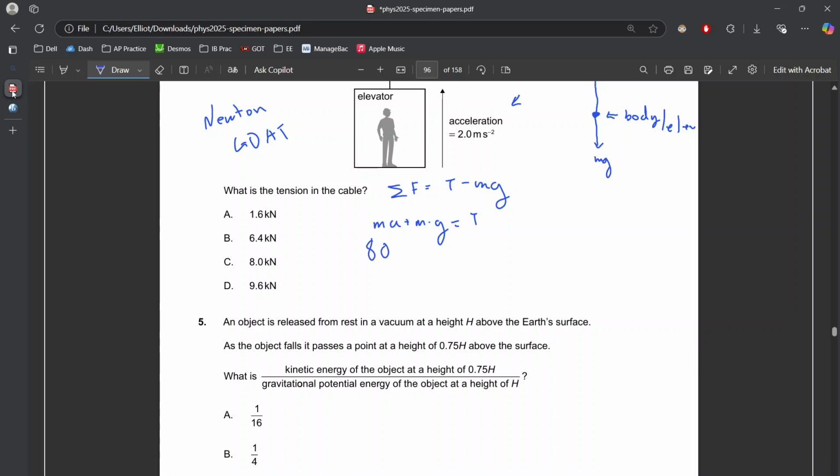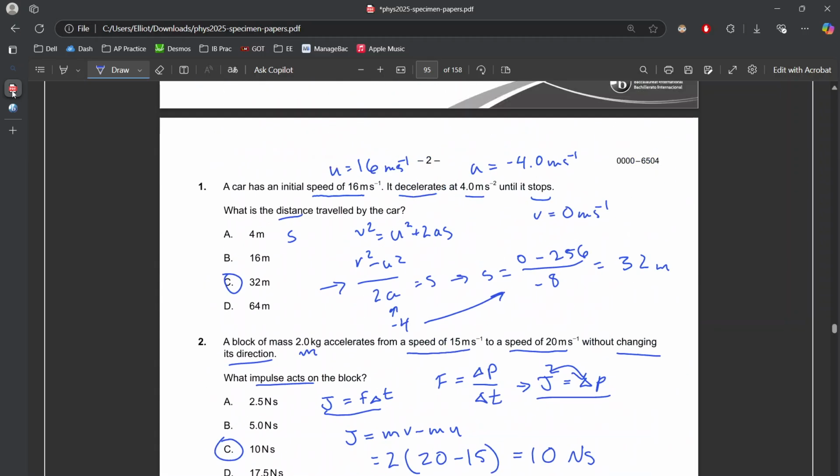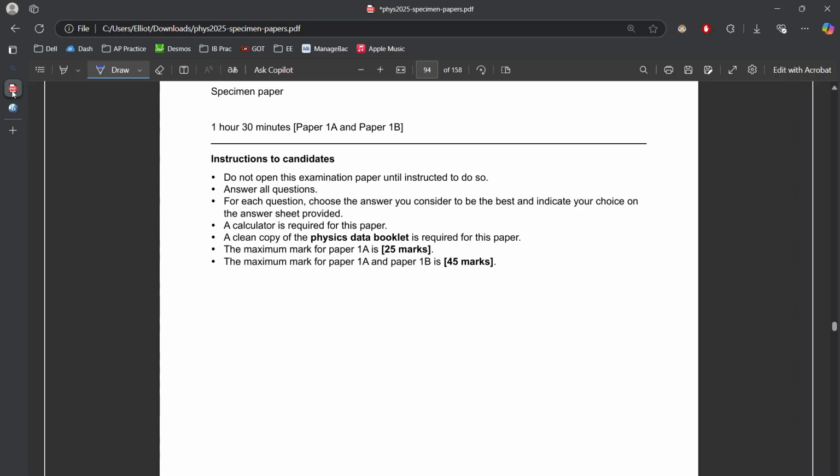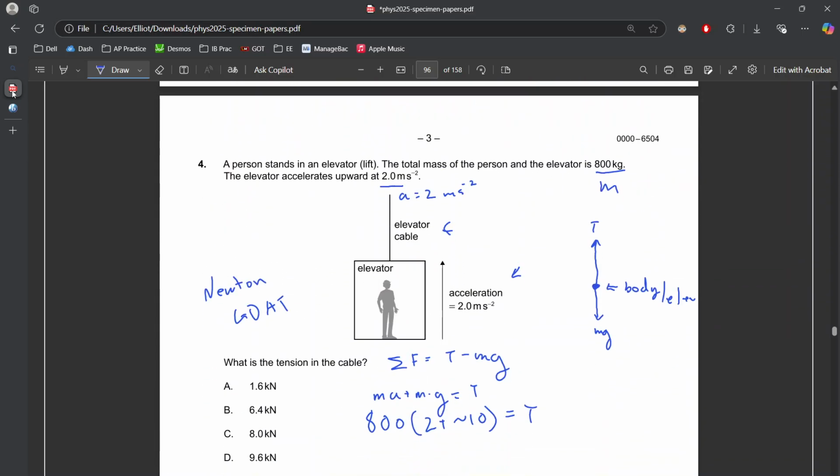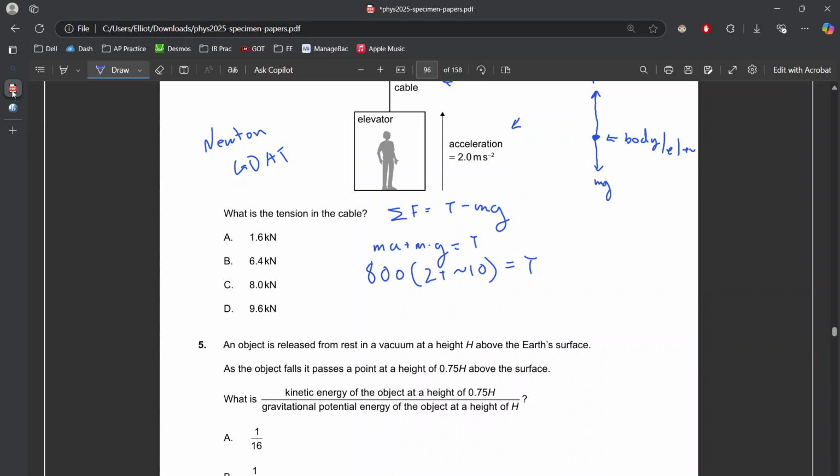So this is going to be 800 times 2 plus, I'm going to say about 10 is equal to tension. I think this is a calculator allowed exam. I mean, now that I'm thinking about it, I should probably read. Is required. Okay, so you can use a calculator on this exam, but this is 800 times 12, which is, what, 9600? Yeah, which is 9.6 kilonewtons is equal to your tension, which I chose answer D.